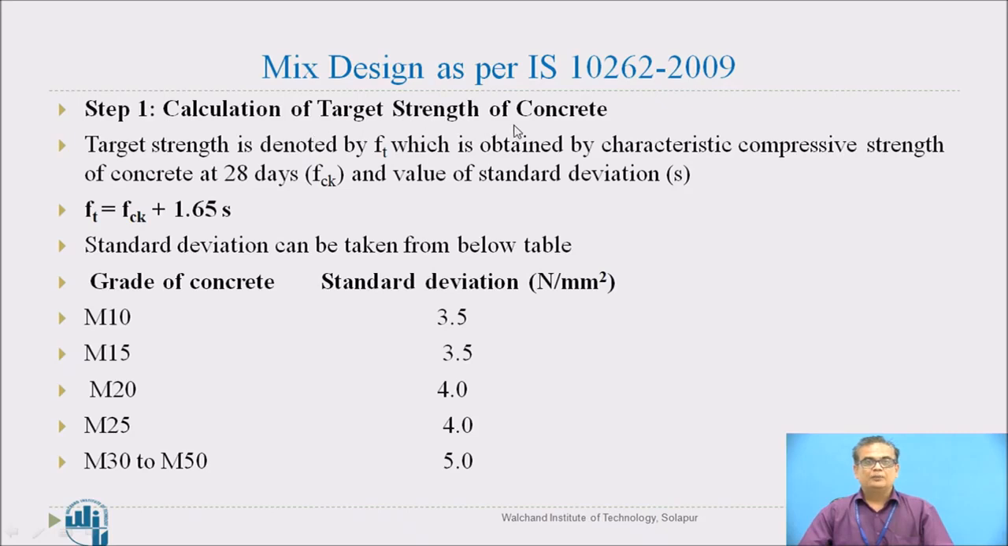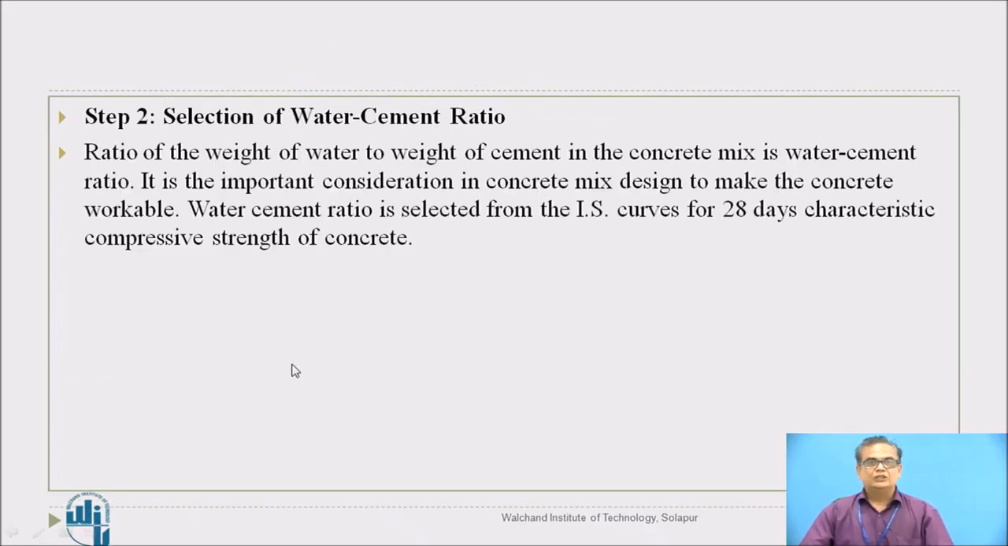So this is the first step: calculation of target strength. Target strength FT is given by FCK plus 1.65 S, where S stands for standard deviation. For different grades of concrete, these are the standard deviation values which are to be used. Then selection of water cement ratio is the next step.